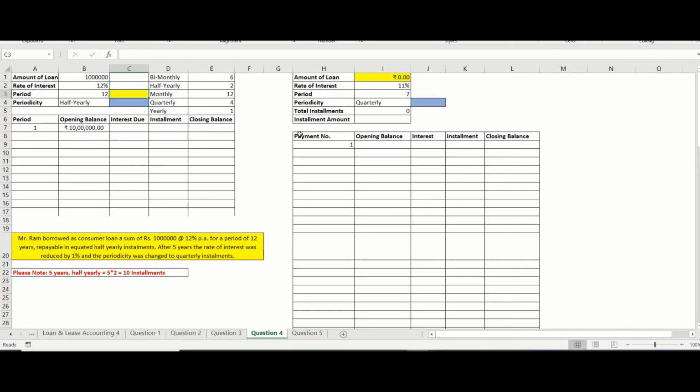Let's do question 4. Question 4 is also very similar to question 1 and 3. I'll read the question, it is right here. Mr. Ram borrowed as consumer loan a sum of rupees 10 lakhs at 12% per annum for a period of 12 years, repayable in equated half yearly installments. So, our amount of loan is 10,000, rate is 12% per annum, period is 12 years and periodicity is half yearly. तो कितने पेमेंट्स एक साल में करेगा ये राम, ये हम वी लुकअप से पता कर सकते हैं, राइट.